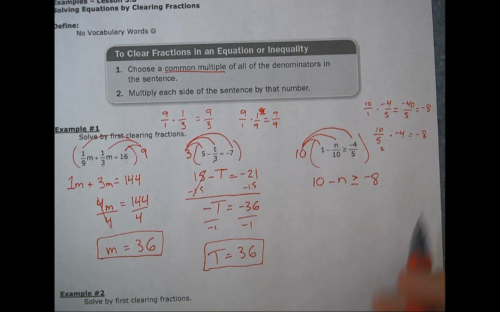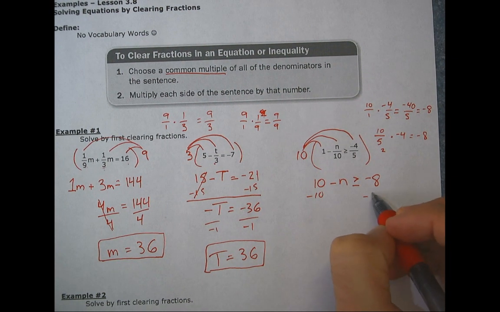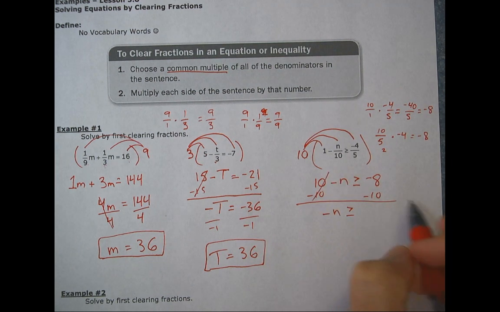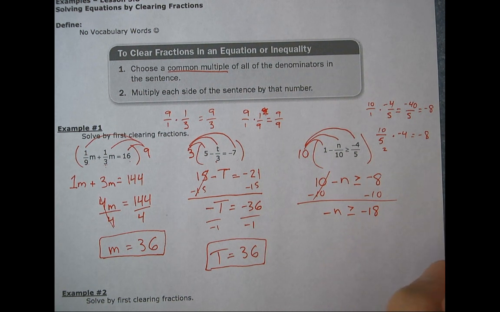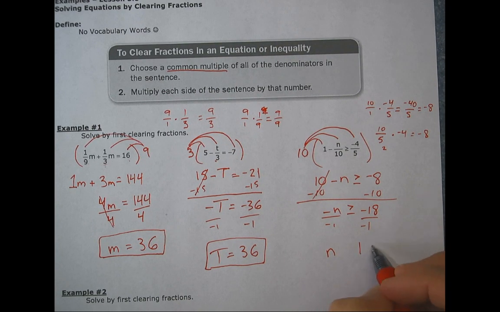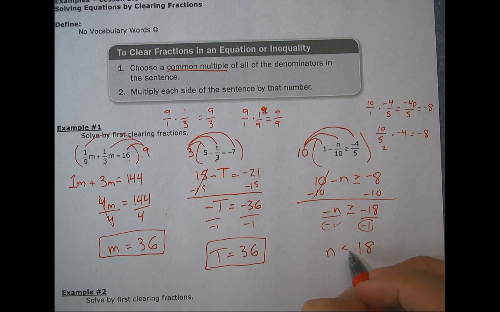Okay, now we've got all whole numbers, no fractions to deal with anymore. Minus the 10. This is a negative n. This is a negative 18. Now, be careful here. We're going to divide by negative 1, right? That's how we get rid of this. So we have n and we have 18, but we just divided by a negative number. So since this is an inequality, we need to make sure that we flip it. And there's our final answer.